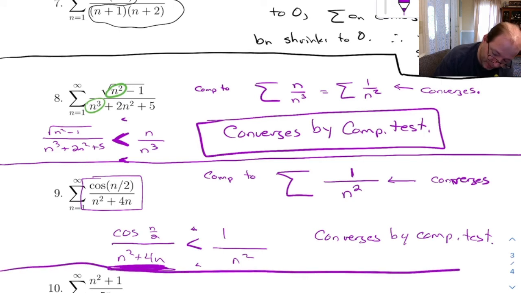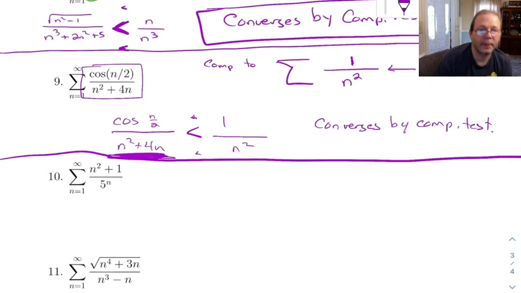All right, let's look at 10. On 10, we've got n squared plus 1 over 5 to the n. Now this one, we've got a mix here. What I mean by a mix is this is a polynomial and this is an exponential. Whenever you've got a mix of things like this, you want to use the ratio test. If you tried any of the other tests, they'd fail. So let's use the ratio test.